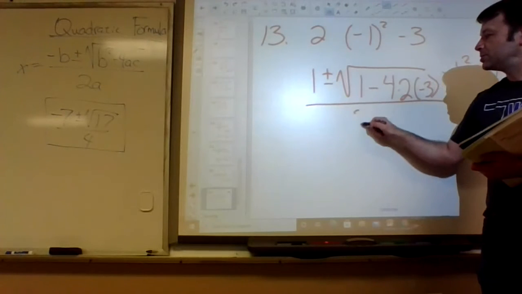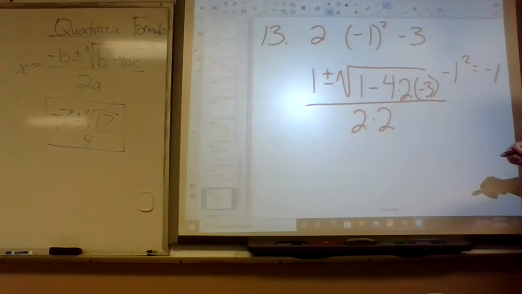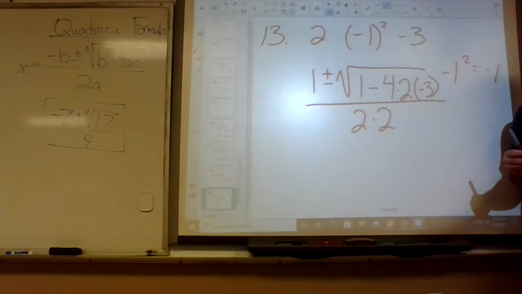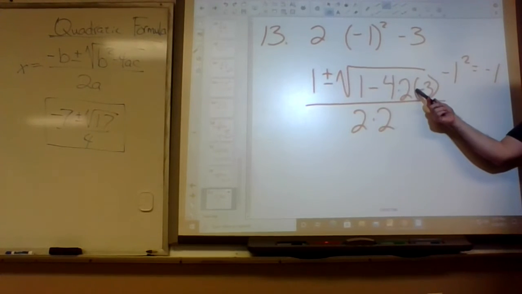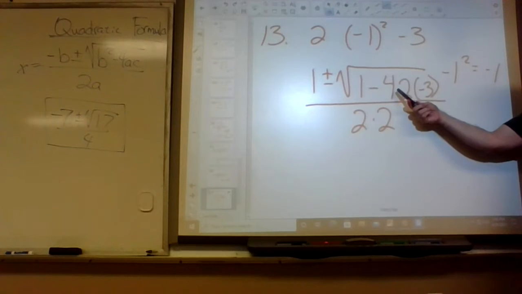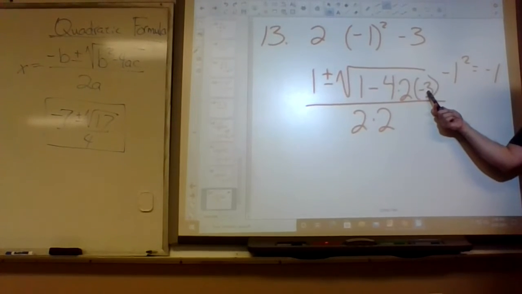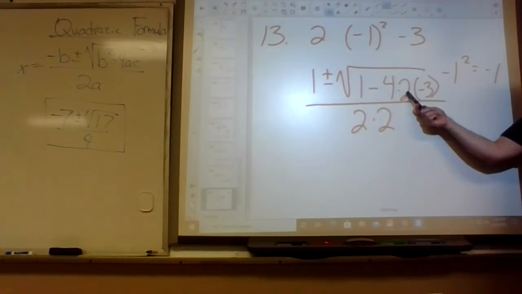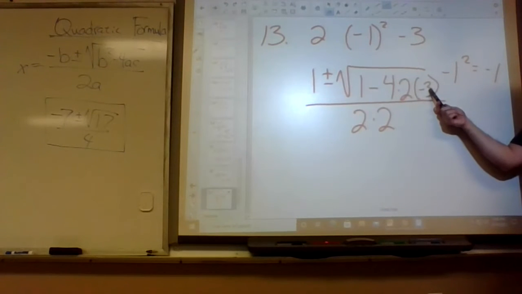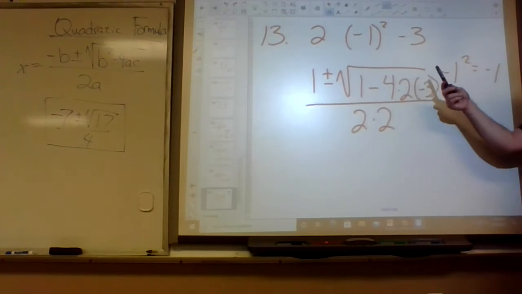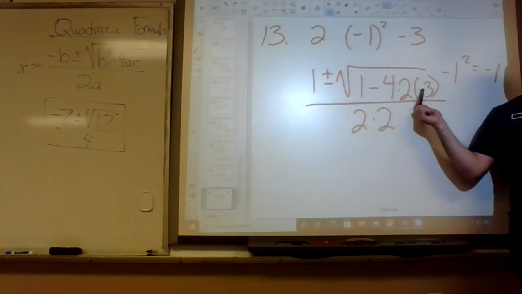over 2a. So I got something besides 2 on the bottom this time. Yeah, 4 on the bottom. Also on our calculator, we're going to have to put the negative 3 in parentheses. It's another way of saying times. Without a calculator, I would think of this as negative 4 times 2 times negative 3. Negative 4 times 2 is 8, times 3 is 24, but a negative and a negative make a positive.